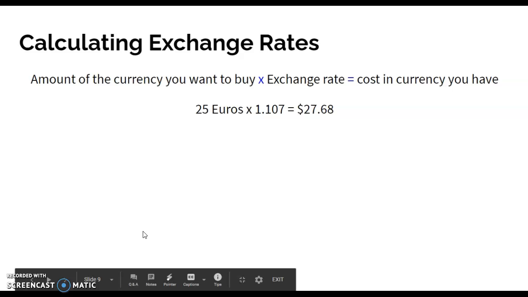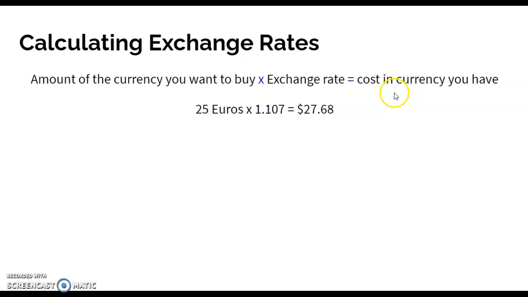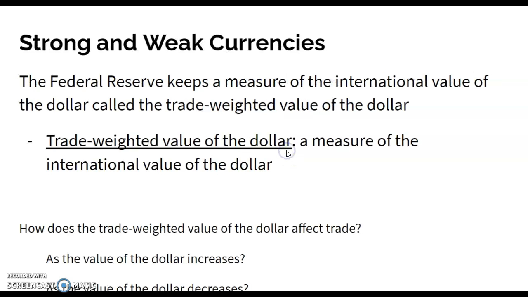So how do we calculate exchange rates? Where do we come up with these numbers? So the amount of the currency you want to buy times the exchange rate equals the cost in the currency you have. Okay. And really, if you don't want to do the calculation, if you're traveling to another country, it's very simple, you can just Google search what's the exchange rate. And it will automatically come up, or you can even look at multiple exchange rates at the same time. This is not necessarily an equation that I'm going to expect you to know. I just want you to know, where do we get this from? How do we know this number?